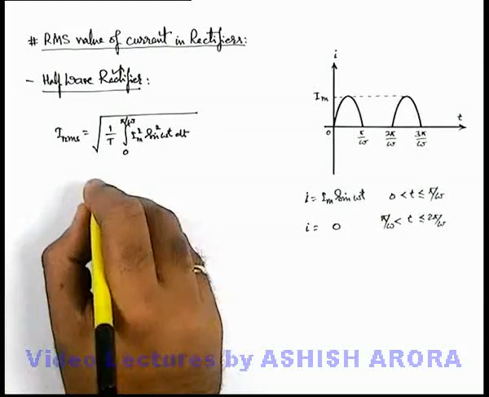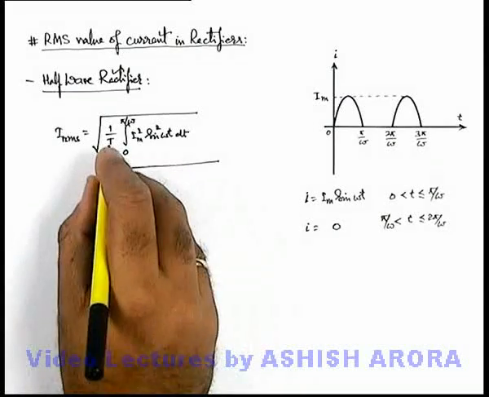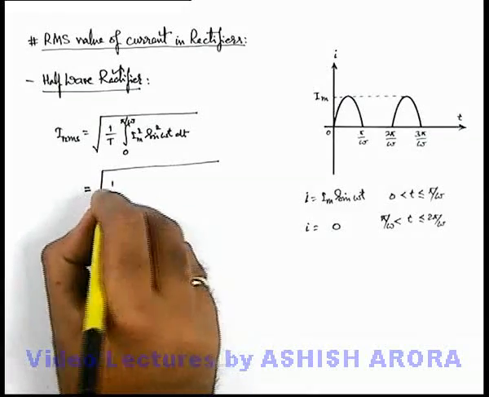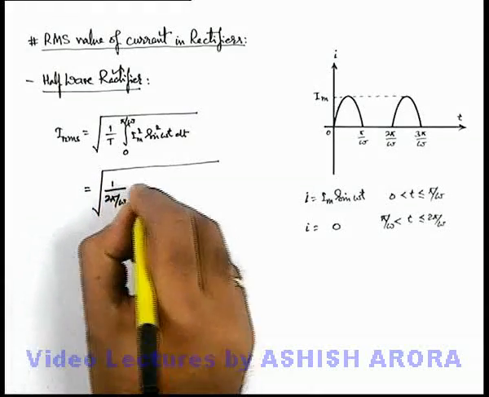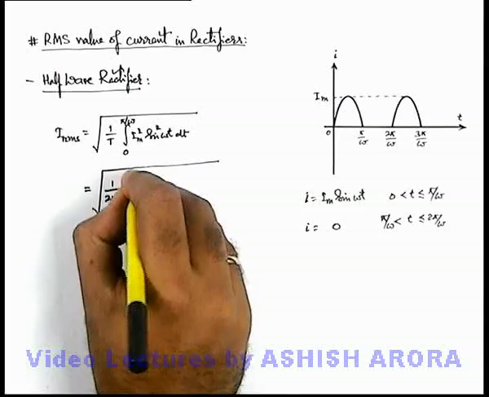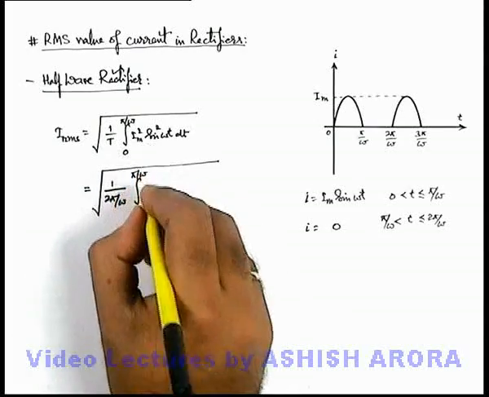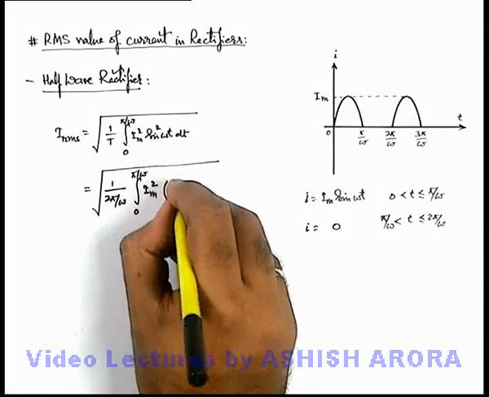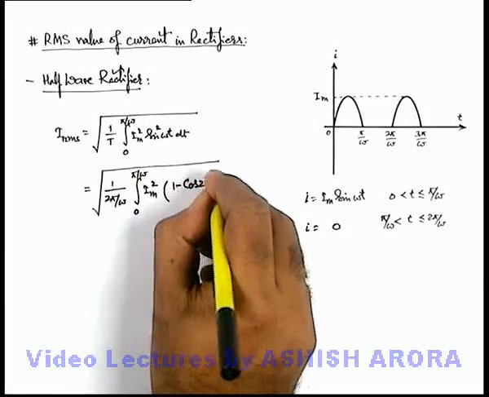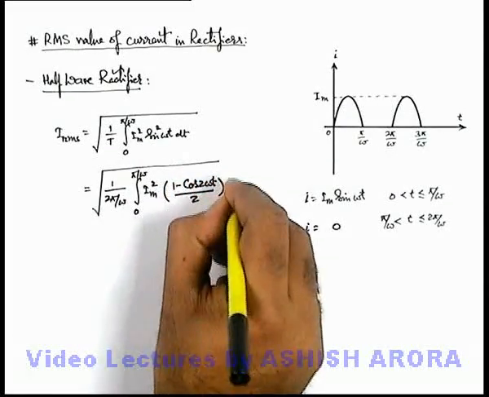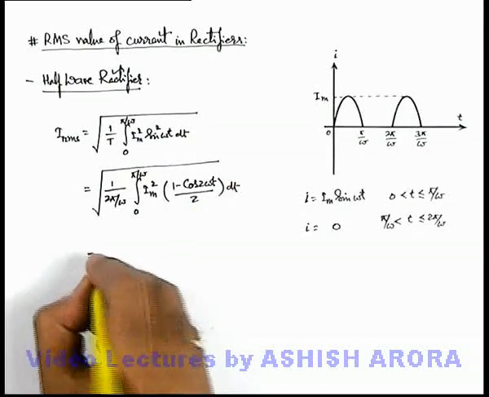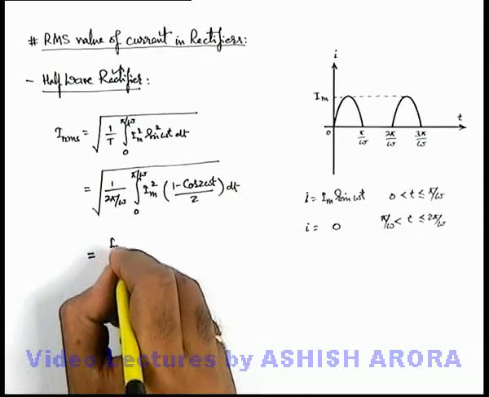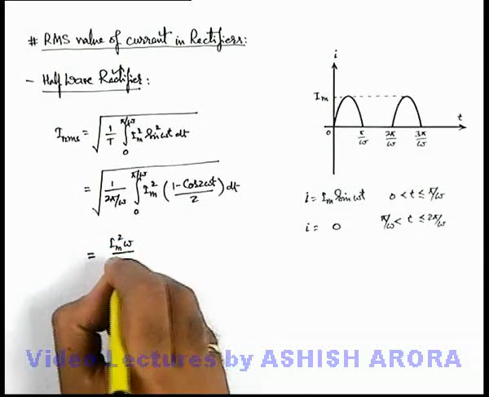When we substitute the values, with the time period of the cycle being 2 pi by omega, this will be 1 upon 2 pi by omega, integration from 0 to pi by omega, Im square, and sin square omega t can be written as (1 minus cos 2 omega t) by 2 dt. And now this will become Im square omega upon 2 pi.